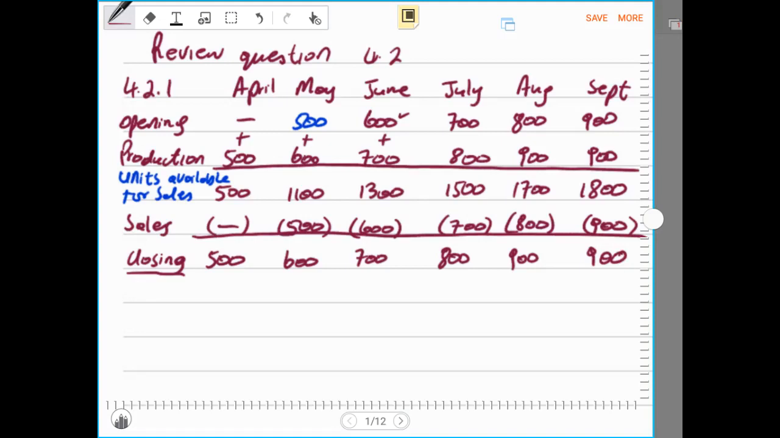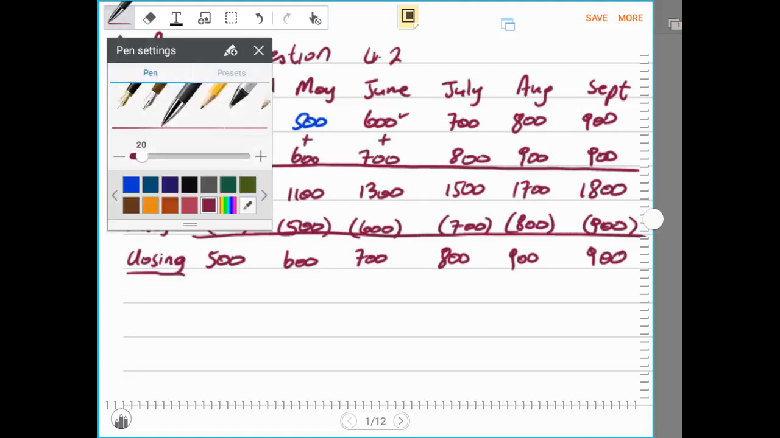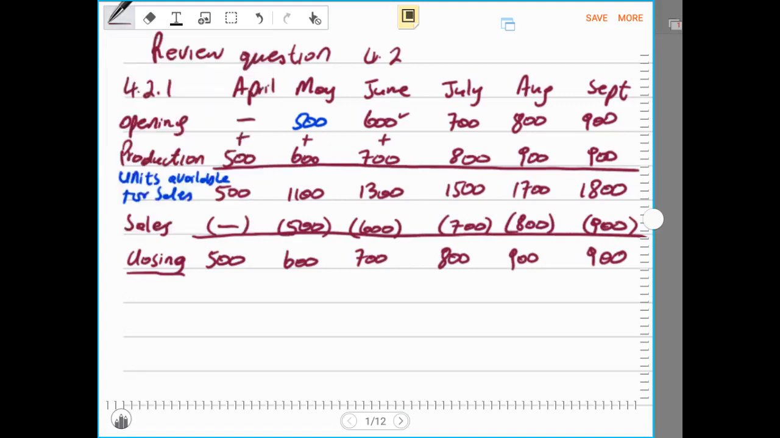So now we have completed this budget, and this was the finished inventory budget. Though I forgot to write it, let me write it on here. Finished inventory budget. So now this was the finished inventory budget that we just did. So now the finished inventory budget is done. Then we do the next budget.